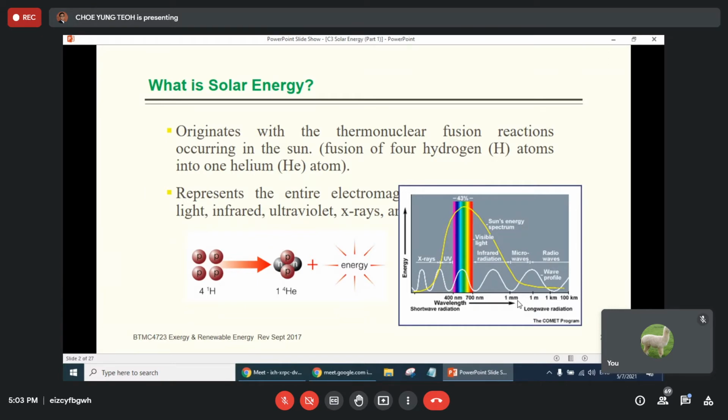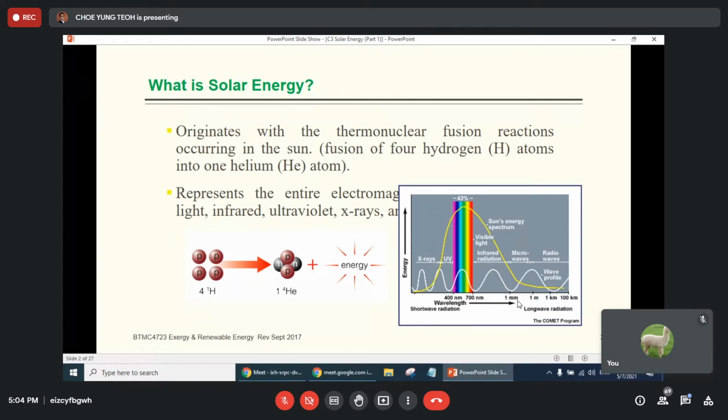It only happens on the sun. Hydrogen and helium we also have a lot on Earth, but the thermonuclear fusion never happens. Okay, the reason is, to achieve this thermonuclear fusion, there are three necessary conditions. First, you need to have very high temperature, hot enough to allow the ions to overcome the Coulomb barrier.